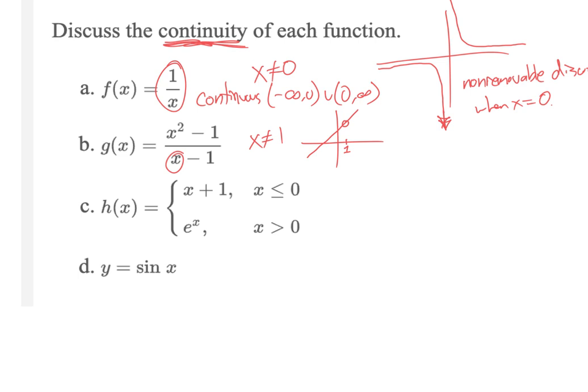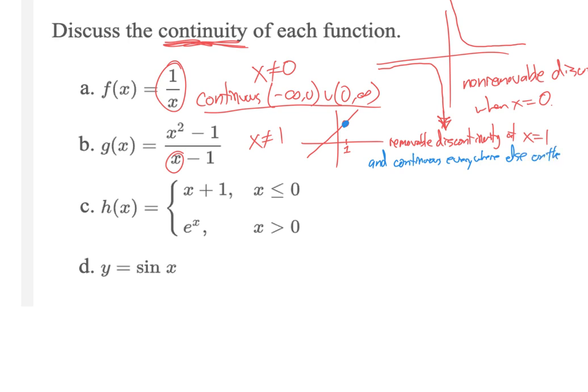So again, instead of stating when it's continuous, I'm going to say there is a removable discontinuity at x equals 1. So again, this time it's removable because if I can plug the hole and then make it continuous, that's a removable discontinuity at x equals 1, and continuous everywhere else on the real number line.